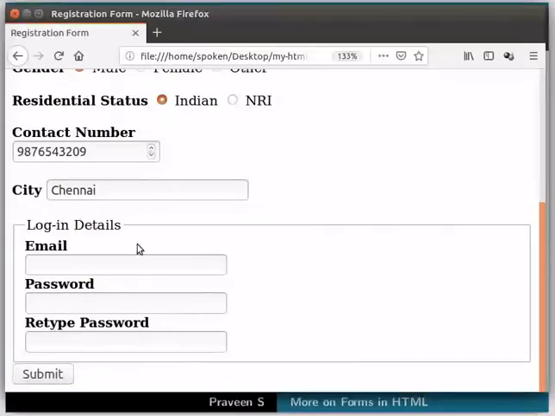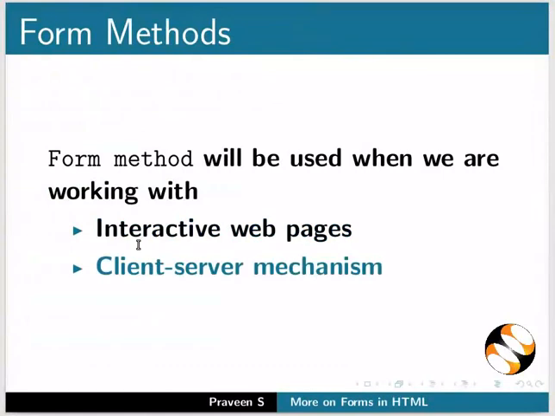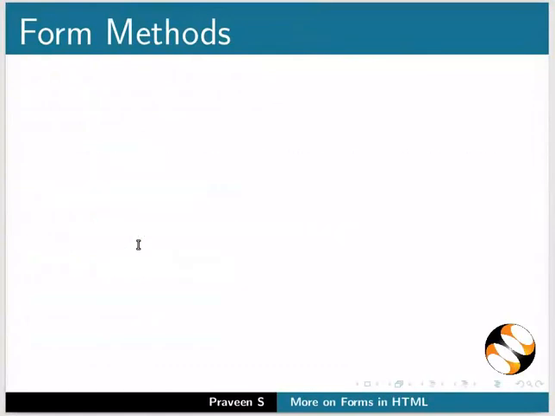Let me type CH. Immediately, the values which start with CH will be displayed. This feature is similar to Google search. This is the specialty of the datalist element in HTML5.